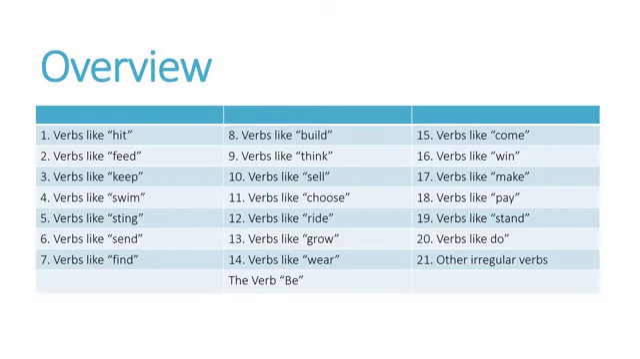The key to understanding irregular verbs in English is to look for and notice the patterns. Here's an overview of the patterns that we're going to be explaining in this video. As you can see, we've divided them up into 21 different patterns. And we've also included a 22nd one, which is the verb be, which is kind of a special case.